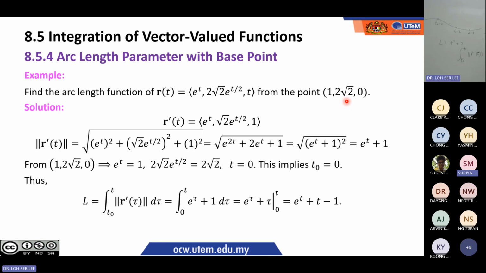Same as the previous example: when you are given a point, you have to find what the t value is. Because we are integrating with respect to t, this is the t value, not the point of this f, g, h. We have to find the t value that represents this particular point.